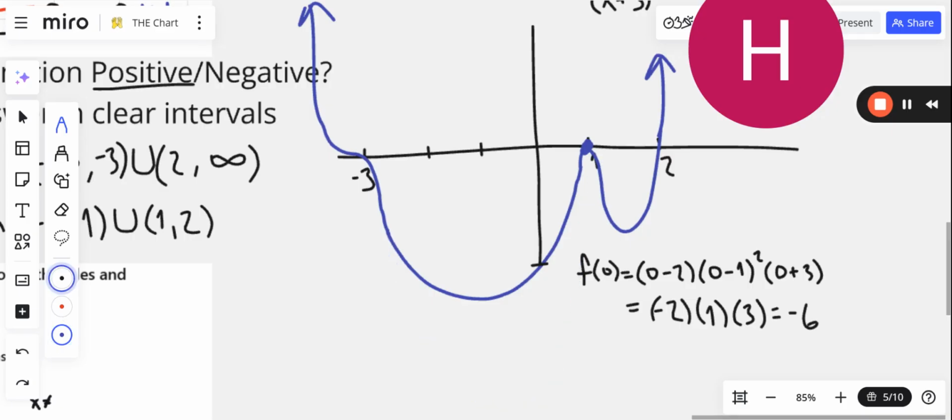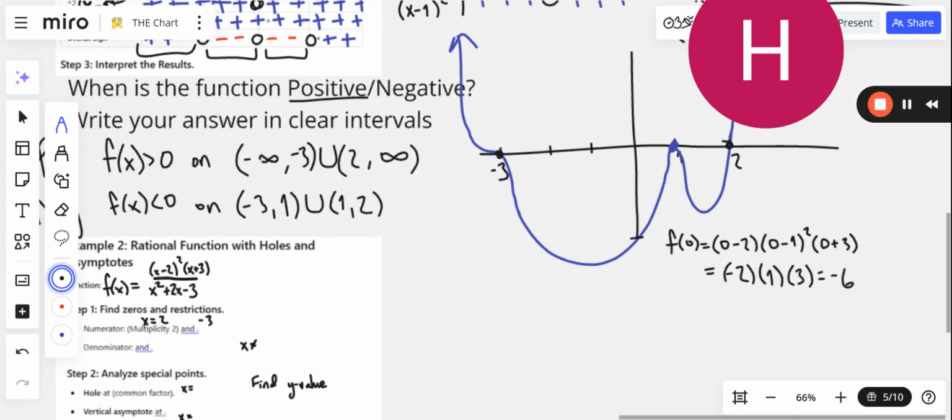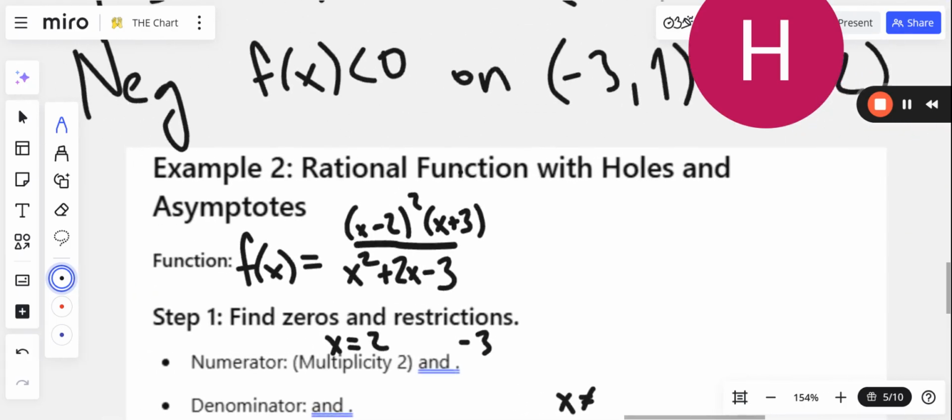But you get the idea that we know the general shape and we know these little bends that it makes here on the function. And particularly we know when it goes through the zeros and we know when it's positive or negative. Okay, so let's move on to a rational function.